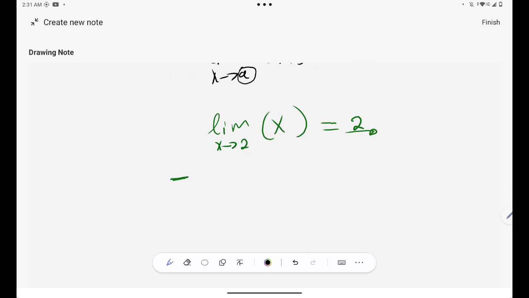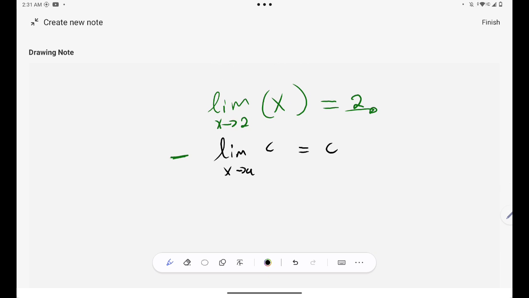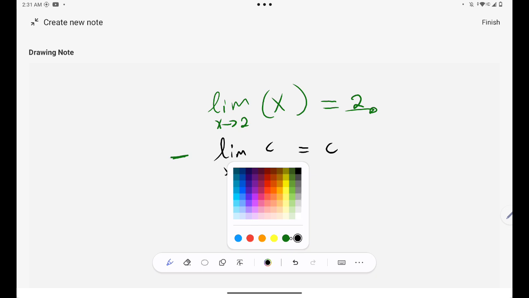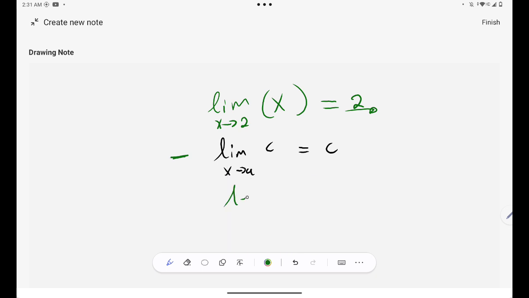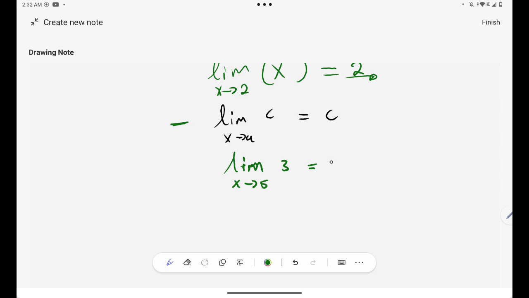And a limit of any constant, guys, a limit of a constant term as x approaches a is always equal to that constant. Are you together? If I want to find the limit of 3 as x approaches 5, this 3 will never change. Why? Because it does not have x as its variable. It does not depend on x, so it will just stay constant as 3.